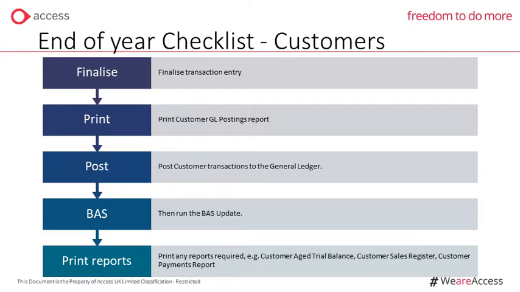Run your customer BAS allocations report to check the details that will be updated on the BAS return, then run the BAS update to process the period, making sure the period end is the 30th of June 2020. Run the final BAS, making sure the end date is the 30th of June 2020. Print any reports required, for example the customer age trial balance or customer aging report, customer sales register or customer payments report. Archive your data. Take note of the date and time and keep this archive as a permanent record.